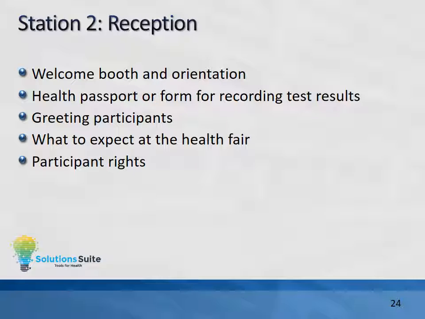The first stop for participants is a reception station or welcome booth. Registration is done here and participants pick up their health passport or a pre-printed page for recording test results. As I mentioned earlier, a health passport is a document that includes information about each test or screening as well as space to record personal results. A sample passport is included in our guide, which I will describe a bit later in the webinar. People at this station are responsible for greeting participants and providing a brief orientation of what to expect, the right to skip or refuse any test or screening, how long the fair will take, and how to get started.